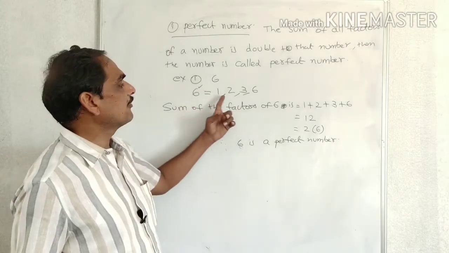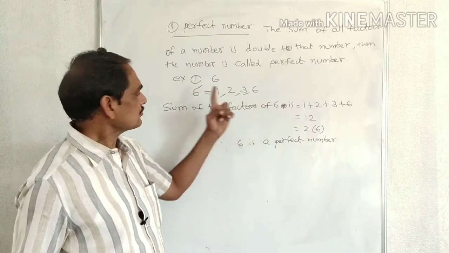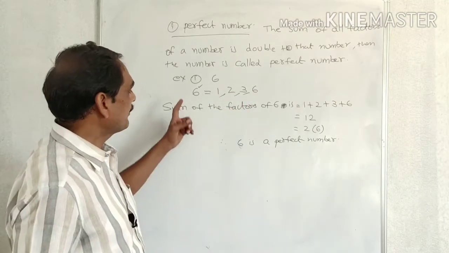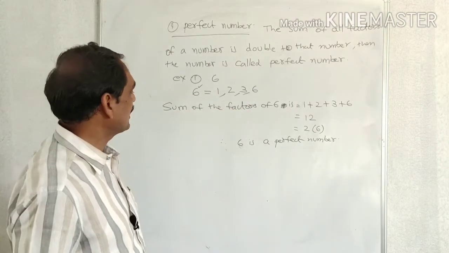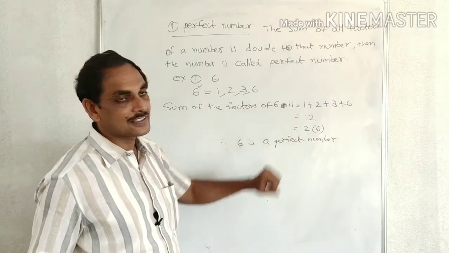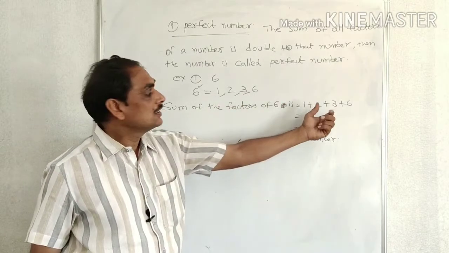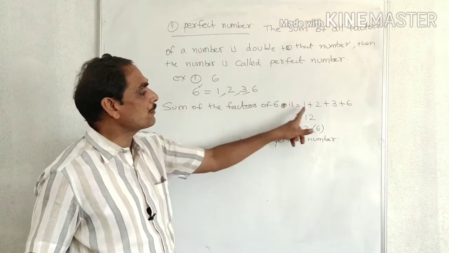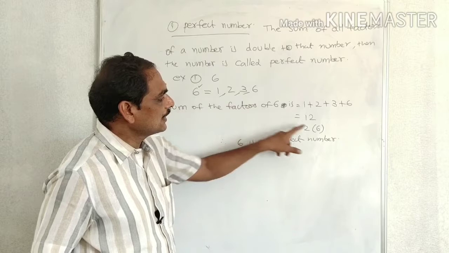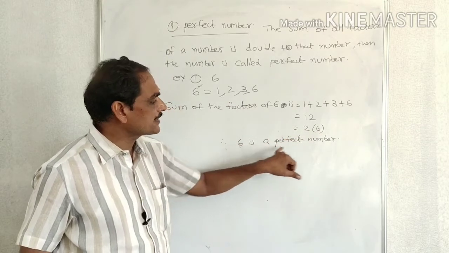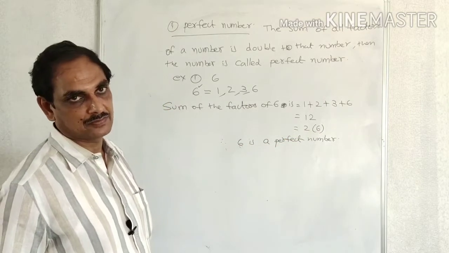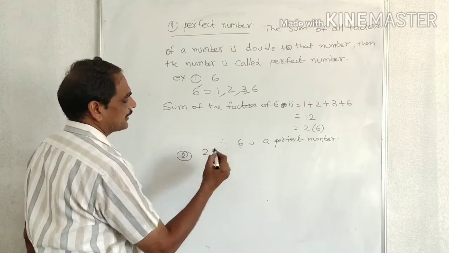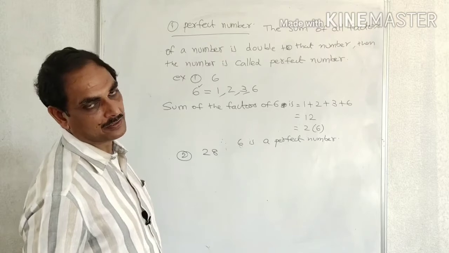So this is the process to find whether the given number is a perfect number or not. First we write the factors of the number. The factors of 6 are 1, 2, 3, 6, and the sum of the factors of 6, when we add them, is 12, which is double the number 6. So when the sum of the factors of a number is double the number, then the number is called a perfect number.